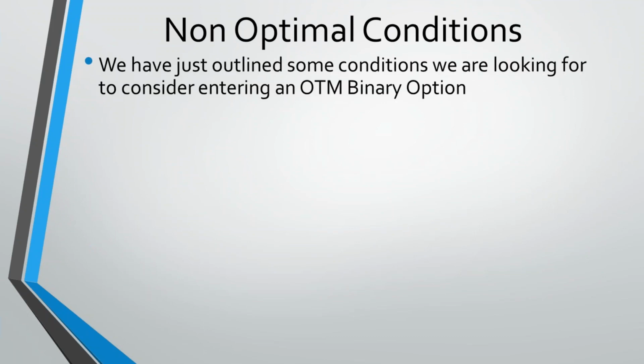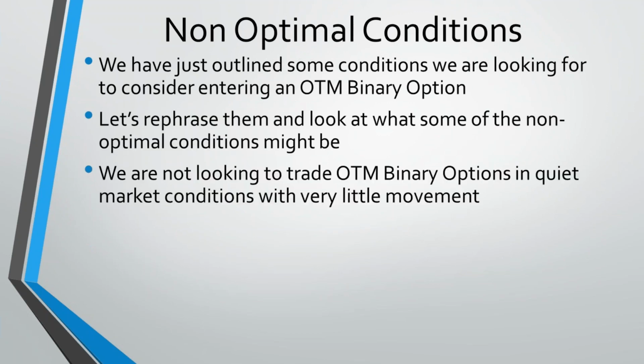We've looked at some optimal conditions. Let's just flip it on its head and look at some non-optimal conditions. We are not looking to trade out of the money binary options in quiet market conditions with very little movement. Why? Because you're just going to have that theta decay, and also if there's very little movement and no big news reports coming out, the options market makers don't think implied volatility is going to be increasing, it could be decreasing. And we've already looked at how implied volatility going down hurts the out of the money binary option trader also. So now you don't have price moving, you have implied volatility going down, which is hurting your price even more, and you have time decay working against you. That is a very deadly combination for an out-of-the-money binary option trader.